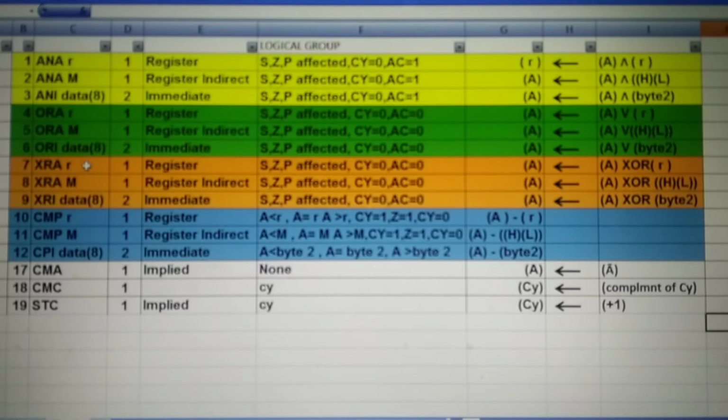Content of R exclusively ORed with accumulator. Content of memory exclusively ORed with accumulator. Byte 2 of the data exclusively ORed with accumulator.